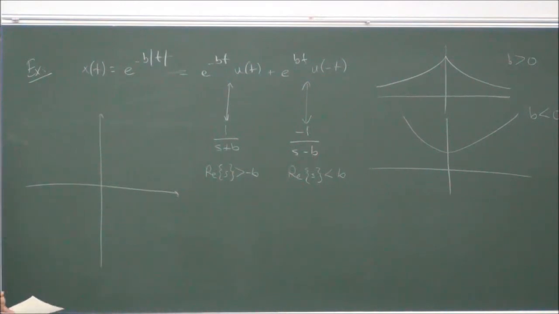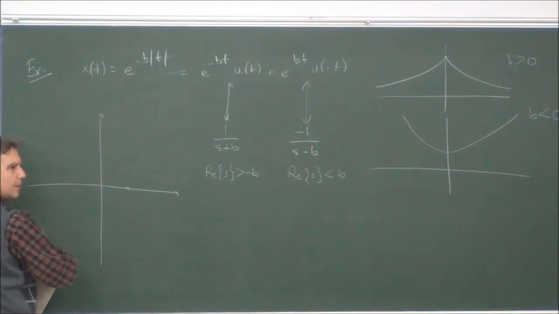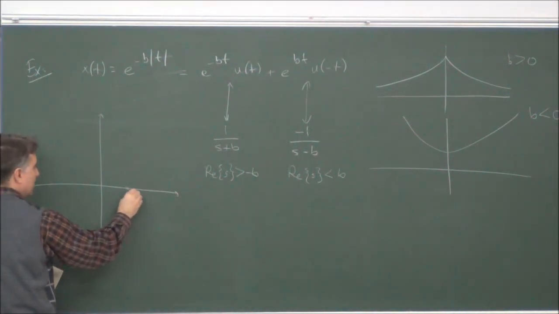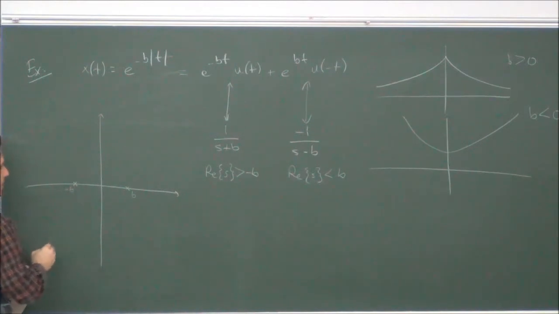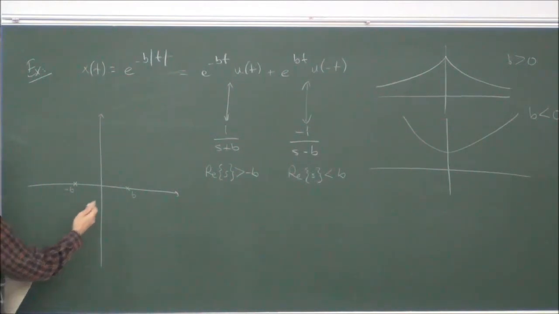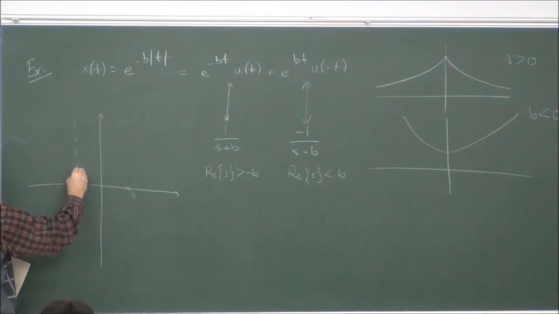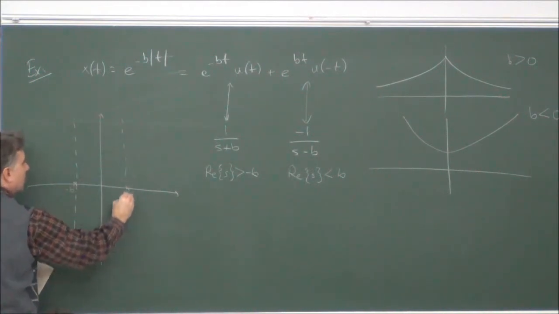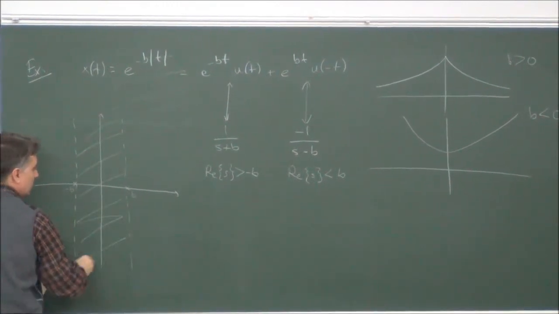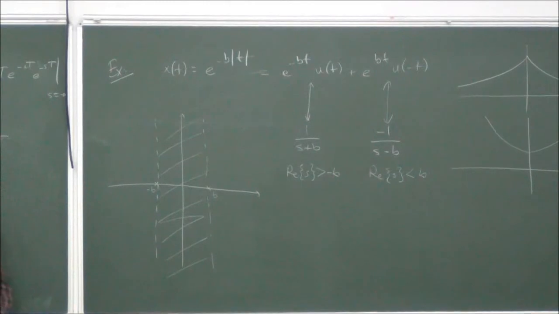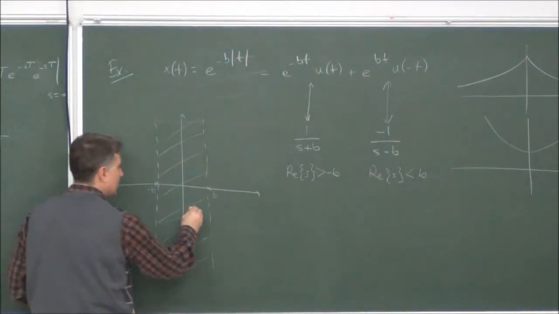If b is positive, let's assume a positive b somewhere here. Let's assume this is b, and this is naturally minus b. It is less than b and greater than minus b. So it's the intersection of the two, which produces some stripe like this between minus b and b. That is the region of convergence.